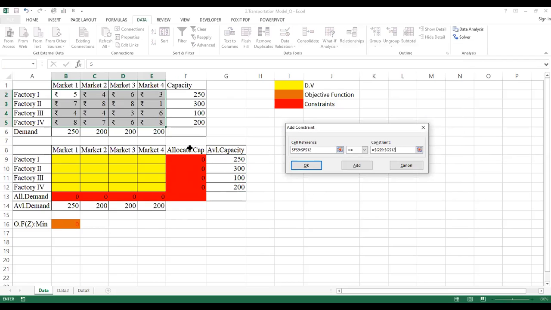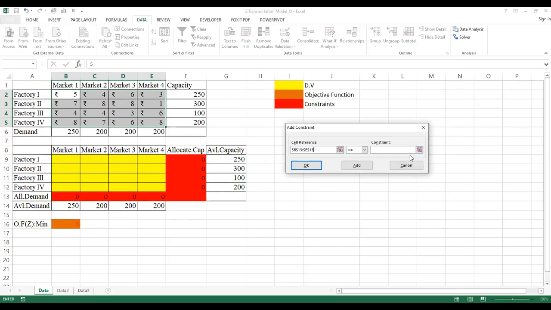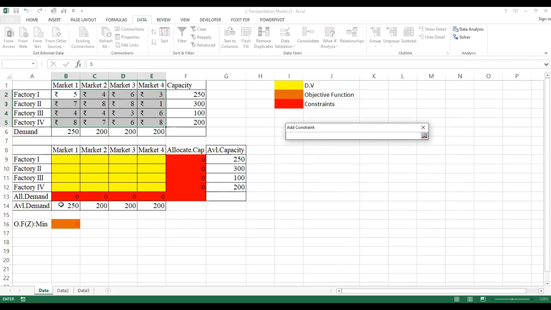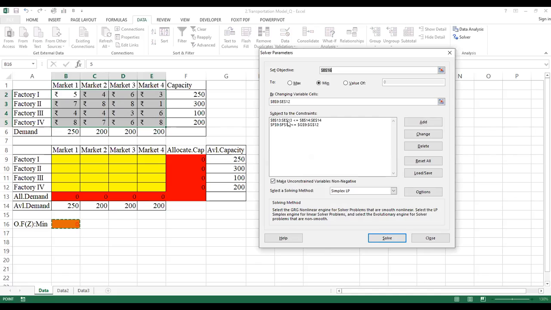Allocate means how much you are using for utilizing. Available means this one. Add this one, which is also available demand. Less than or equal to, don't change the symbol. This 4, attach this, you select it. It just refers the cell. See here, you are able to see the cell. The cell you refer, that is the logic.